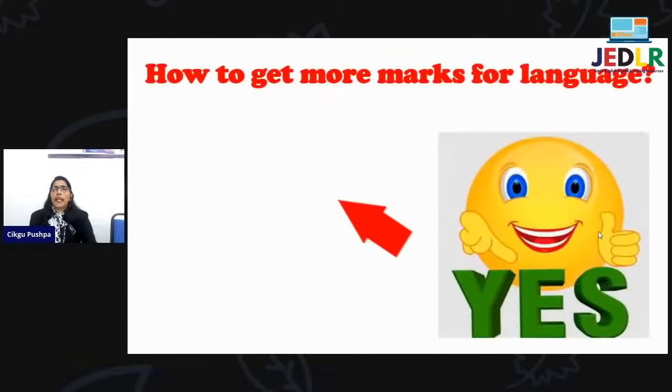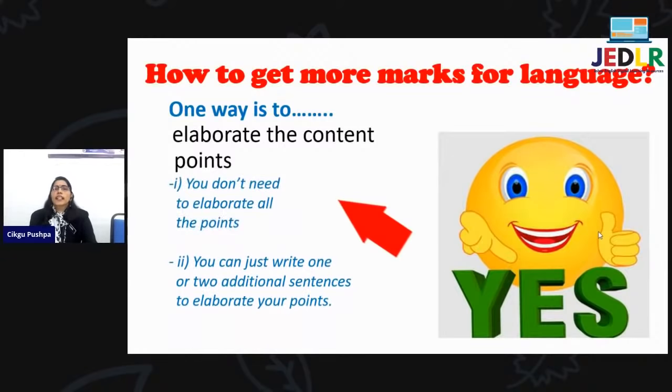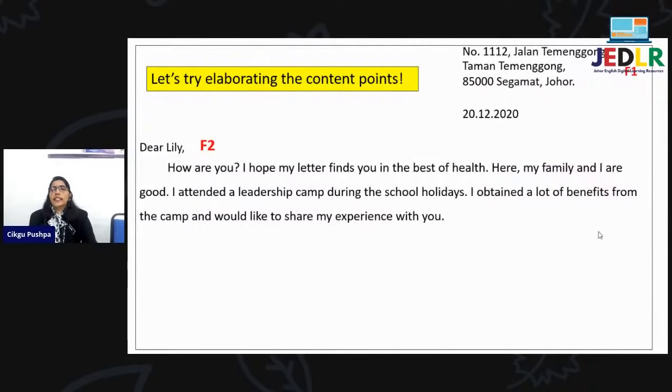Now, you have already obtained 20 marks. How are we going to get more marks for language? Now, one way is to elaborate the content points. Here, you don't need to elaborate all the points, right? Just write one or two additional sentences for the content points that you think you can bring in additional details. Okay, this is a letter that we have discussed, right?